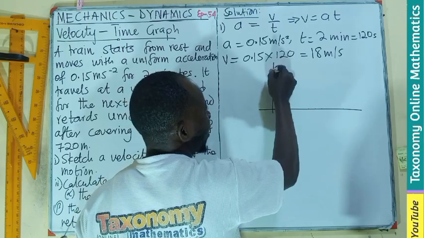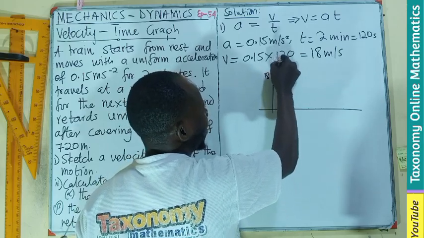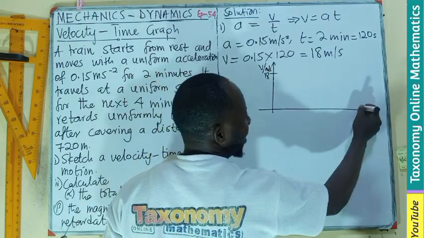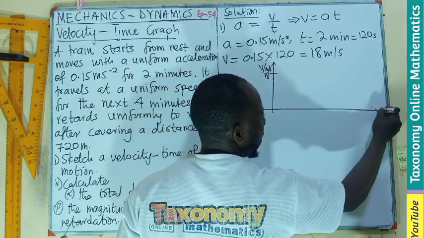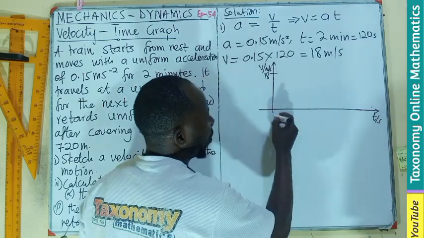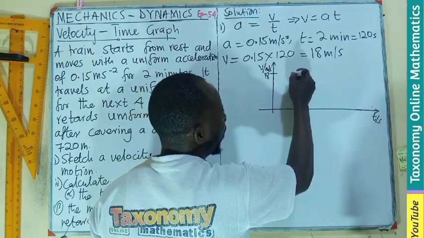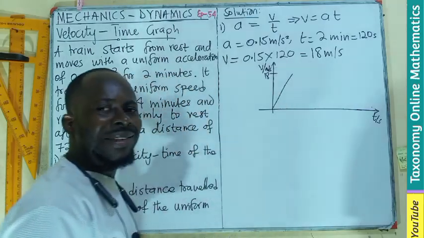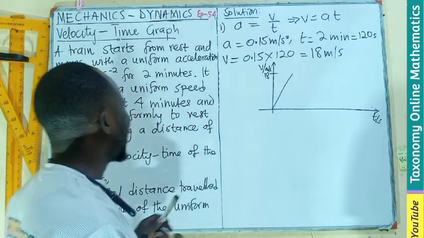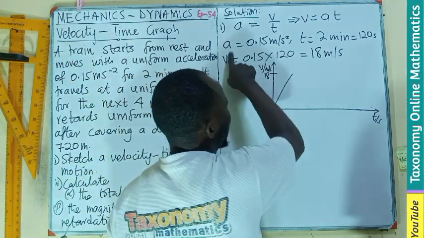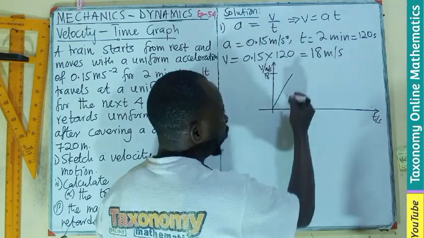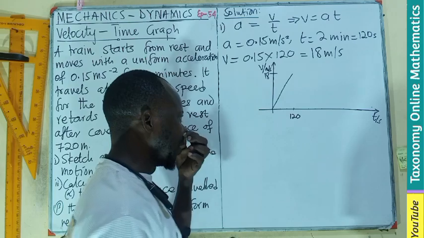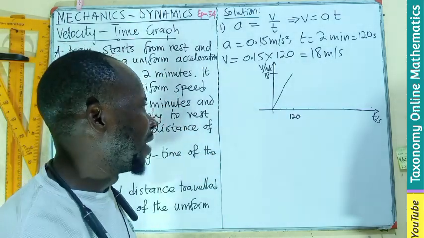So knowing this, we can now make the sketch of our motion, meaning that 0 is here, moving to a height of 18. Then we have v in meter per second, and this is time in seconds. So if I move all the way to this place, that is going to be a velocity of 18 meter per second. Now, what is the time for that? The time we take to do that is 120 seconds. So here is going to be 120 seconds since the time is in seconds.